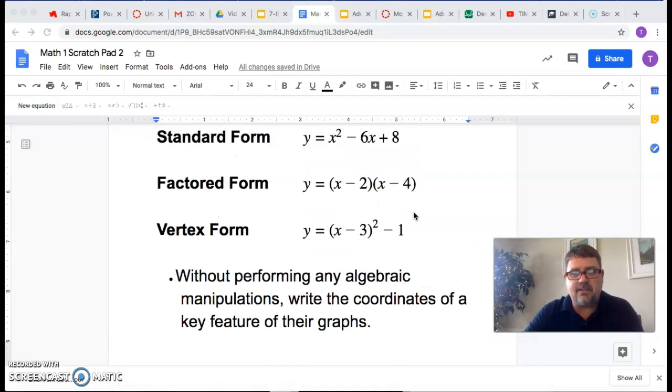the idea here goes like this. Without performing any algebraic manipulations, write the coordinates of a key feature of their graphs. Again, we're thinking calculator inactive if it comes to that. We like to know things quick.